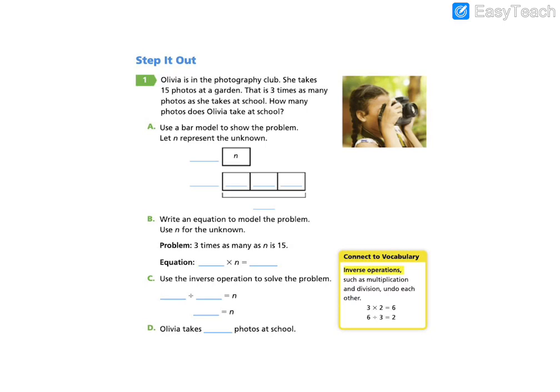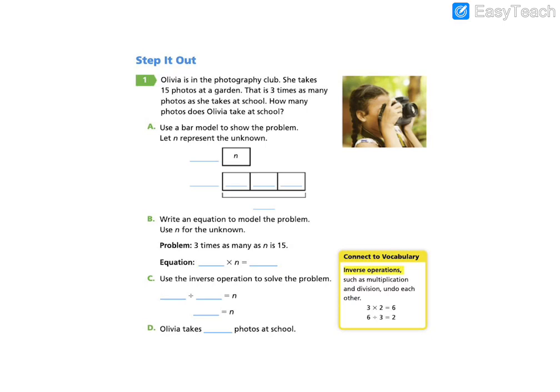Olivia is in the photography club. She takes 15 photos at a garden. That is 3 times as many photos as she takes at school. How many photos does Olivia take at school? Use a bar model to show the problem. Let n represent the unknown.